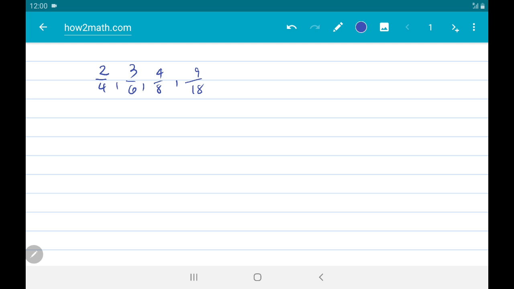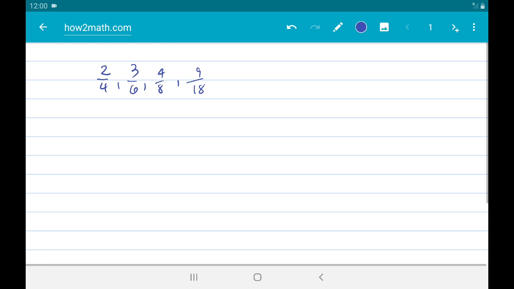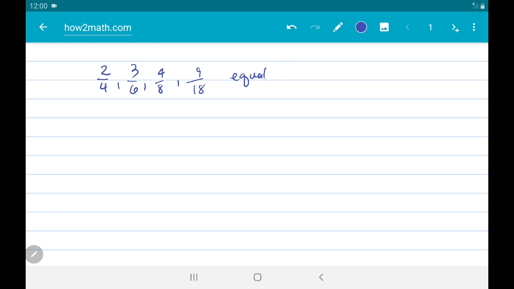So these are fractions that we can reduce to 1/2. All of these fractions, when reduced to lowest terms, are equal to 1/2. So these fractions are called equivalent fractions. So 2/4, 3/6, 4/8, and 9/18 are called equivalent fractions. So how do we create equivalent fractions?